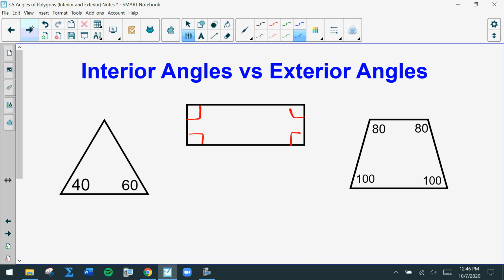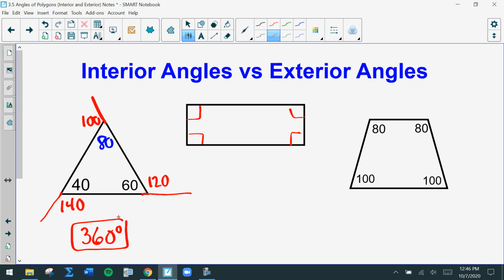All right, now we're going to talk about interior angles versus exterior angles. So if I'm looking at this first triangle, we have a 40 degree and a 60 degree, so that means this is 80 degrees. But if I draw in the exterior angles, okay, we have a 100 degree exterior angle, 120 degree exterior angle, and a 140 exterior angle. So when you add up all of those angles, 140, 120, 100, what do we get? We get 360 degrees.